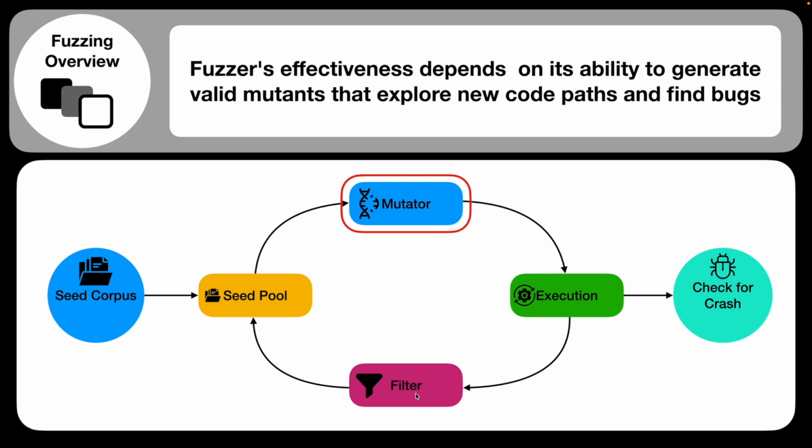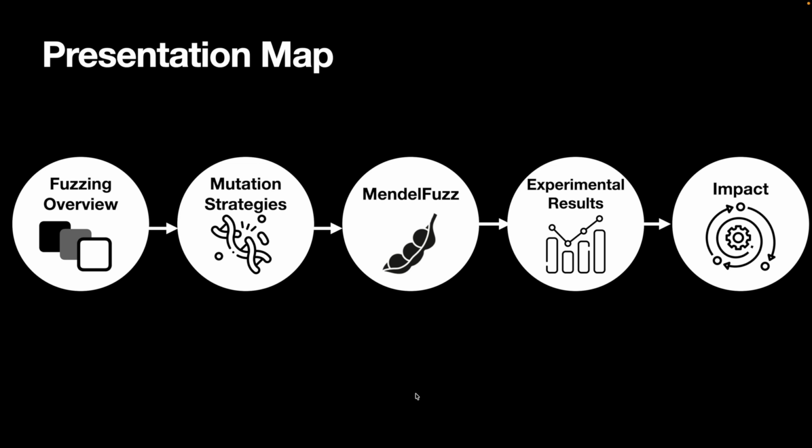So if we also look at this process, we see that the main crucial part of a fuzzer is a mixture between its mutator and filter, and in this case we're focusing on the mutation part of it for this paper. A fuzzer's effectiveness depends on its starting seed pool, its ability to generate valid, interesting mutants, and its filter. And this paper covers the first 2 points of that. So we can see that the mutation part of a fuzzer is important. So next we're going to look at the mutation strategies fuzzers use, and in particular what MendelFuzz looks at.